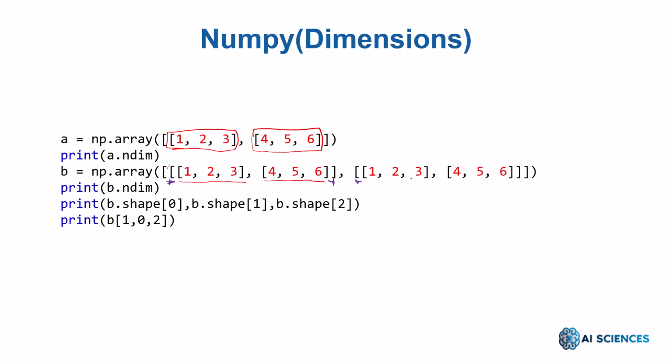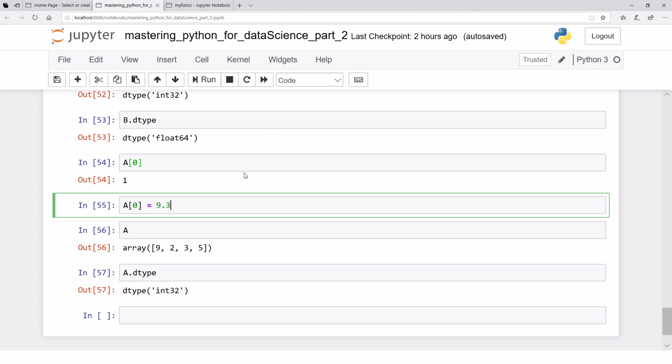Similarly, you have a two-dimensional array here, and an array or a list of two-dimensional arrays is a three-dimensional array. So this ndim basically represents the number of dimensions of an array. And we will see the shape as well. What do we mean by shape? Let's go to the Jupyter notebook and see what this ndim is basically.